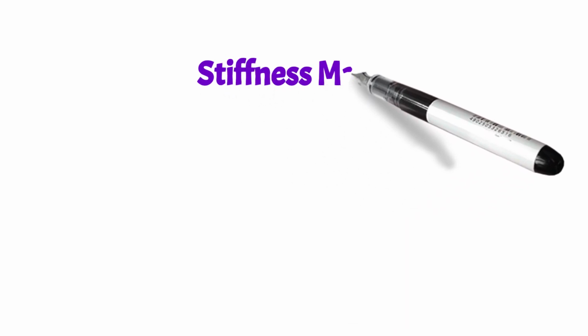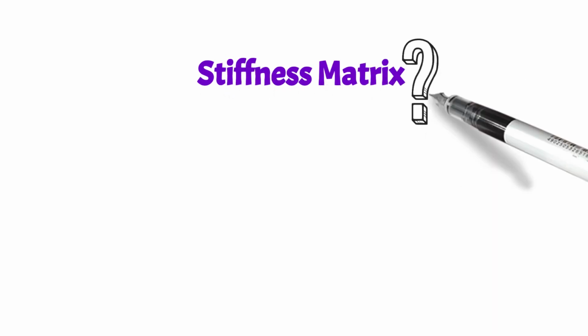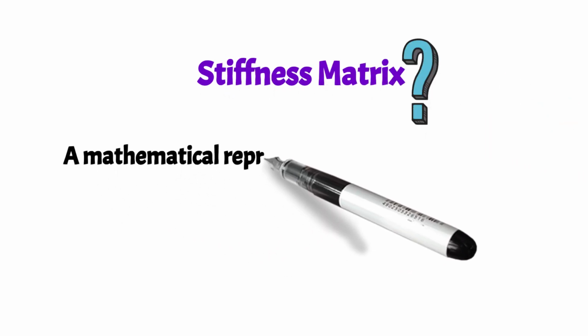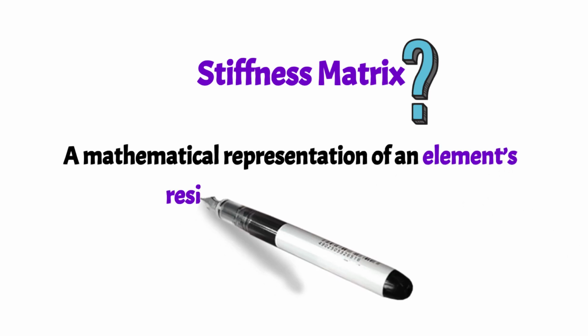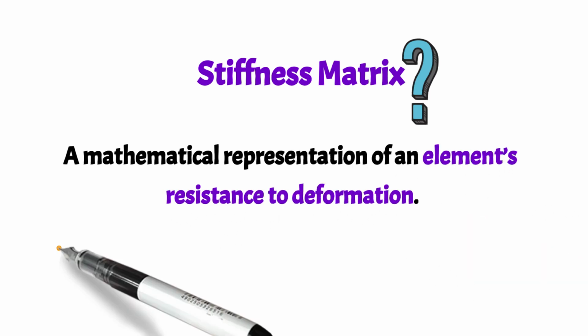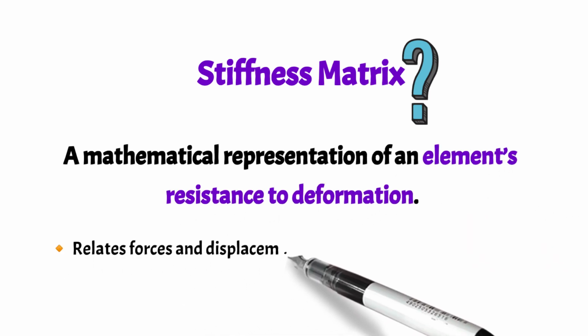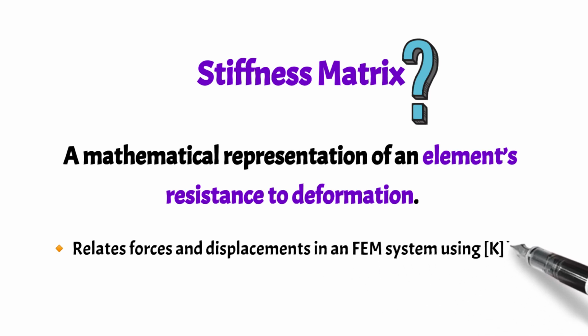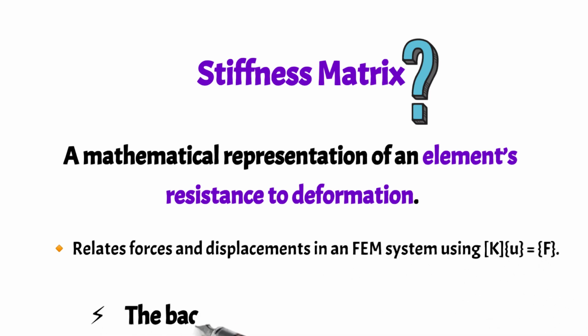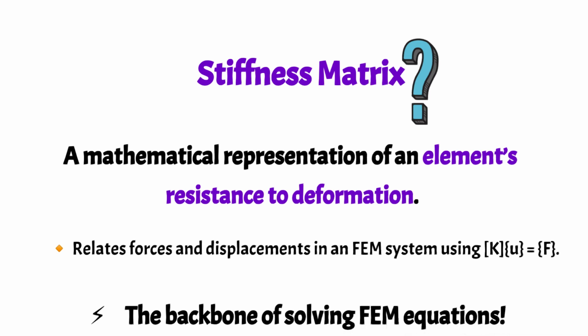Then we look at stiffness matrix. Stiffness matrix is a mathematical representation of an element's resistance to deformation. It relates the forces and displacements in the FEM system at different nodes using the K equal to F formulation. This is the backbone for the finite element equations.